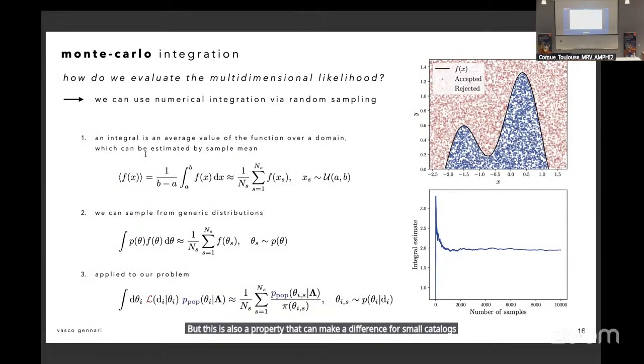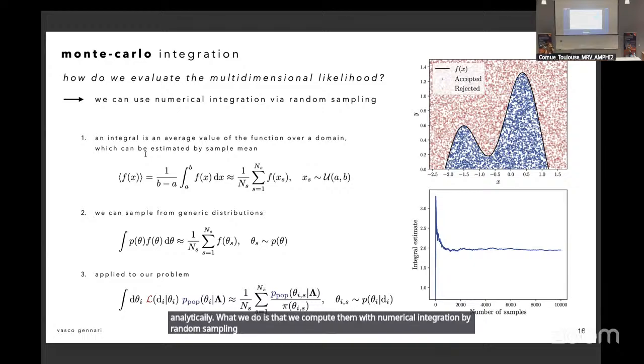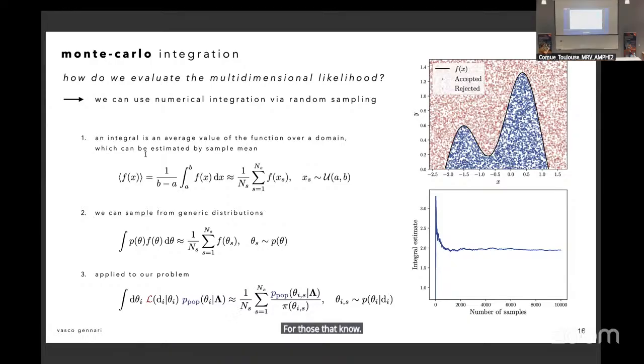Right, so the last thing, this is the last technical slide, let's say, I just wanted to show you how these integrals are done in practice. Because we're talking about integrals in very large dimensions, there is no hope you're going to do that analytically. What we do is compute them with numerical integration by random sampling. This is Monte Carlo. For those that don't know, I am just showing here briefly the idea behind it.